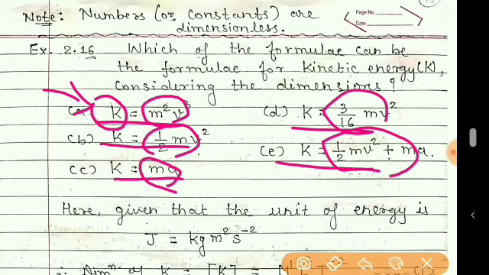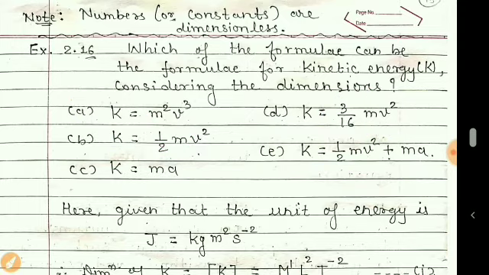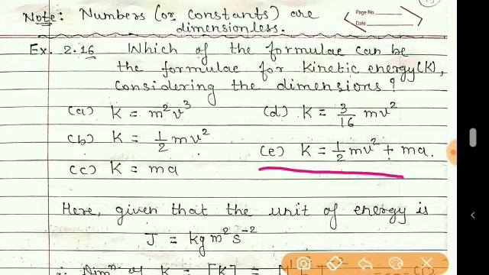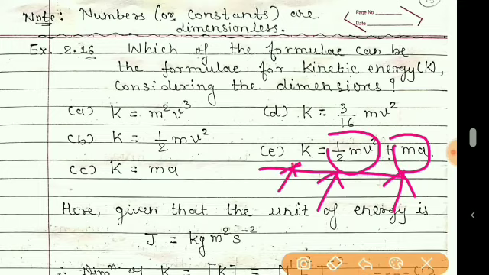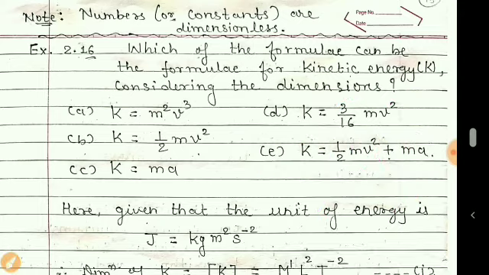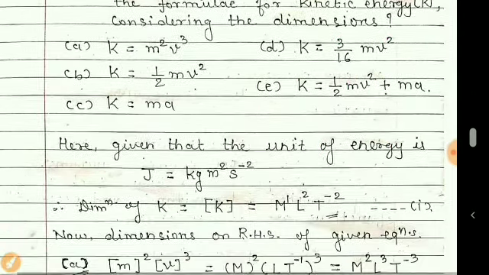But if the dimension does not match with K, then we can say that that cannot be the equation for kinetic energy. One more thing, here in equation E, there are two terms on the right hand side, so we have to check the dimension of both the terms and then compare with K. We have to compare the dimension of this term with K as well as this term with K. Both should have the same dimension. So now let us start.